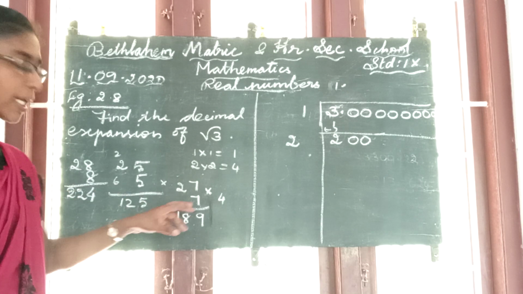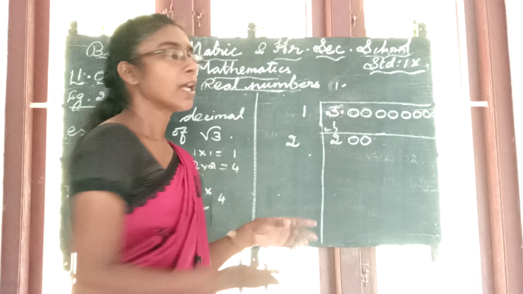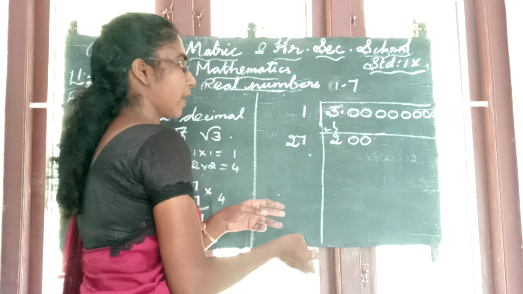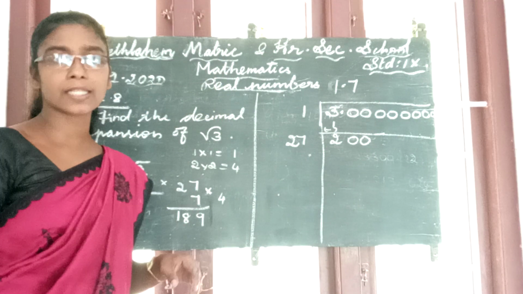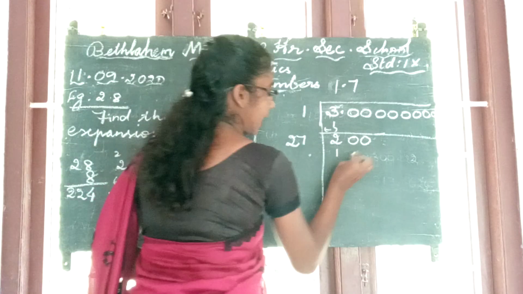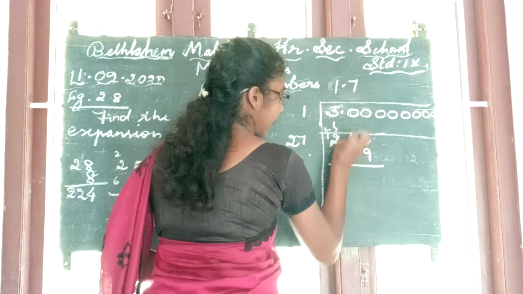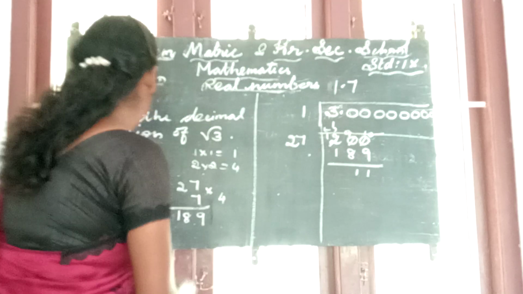So what do you have to write? 7. Where do we have to write this 7? Here 7. Here also you have to write 7. Clear? Do we understand this? Next, what is 27 into 7? 189. Then subtract it. Here 1 will be obtained. Here 9, 10. So 1, 1. 11 is obtained.